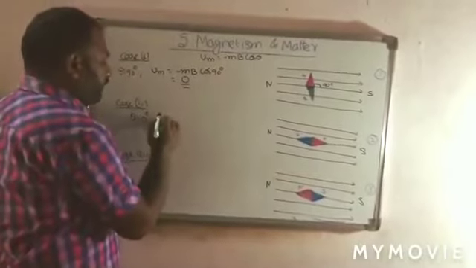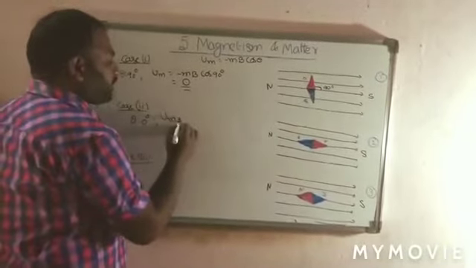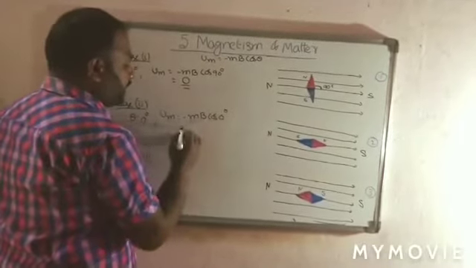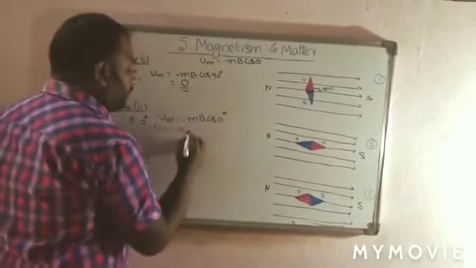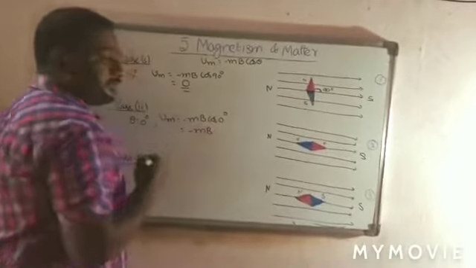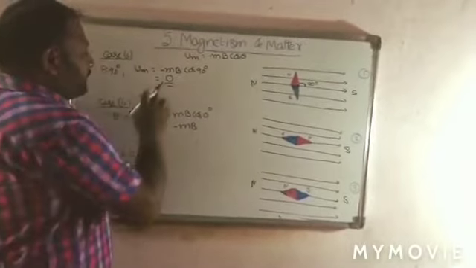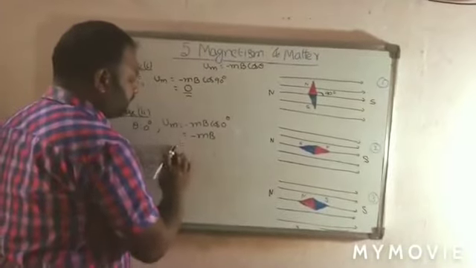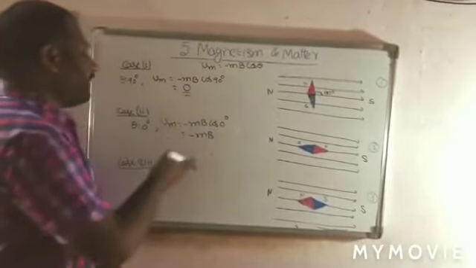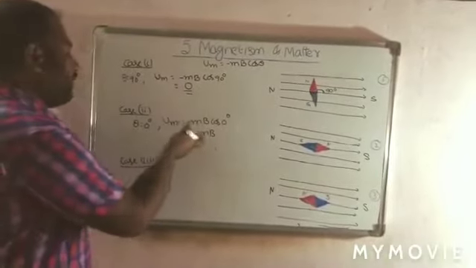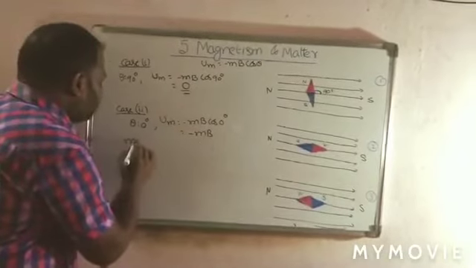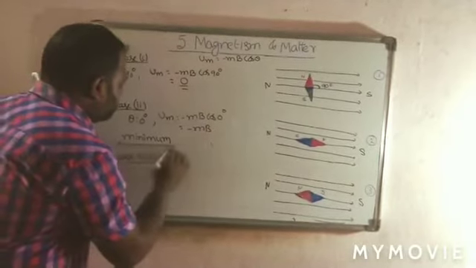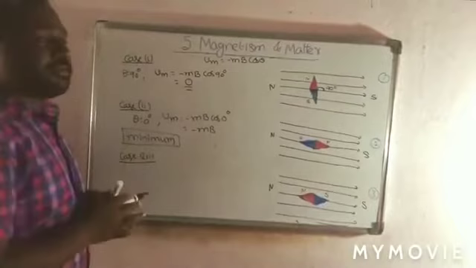When theta equal to 0 degrees, now we see U is equal to minus mB cos 0 degrees. Cos 0 is nothing but 1, so minus mB. Okay. Now the earlier case was 0 but this is minus mB. Minus mB means what happened here? That is a very negative value. Whenever it is a very negative value, this is the minimum potential energy. Okay, now the potential energy is minimum.